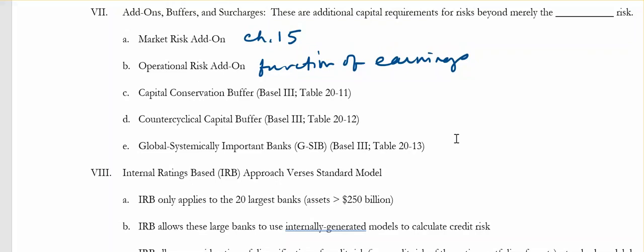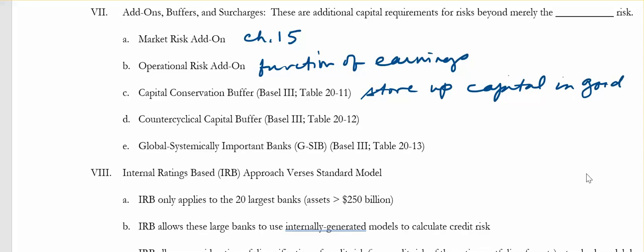So one is a capital conservation buffer, which basically says store up capital in good times. And what's really interesting is that if you look at the Fed's guidance during this last 2 months, is they're telling banks, okay, you stored up your extra capital because we've had a good decade since the financial crisis. Now it's time for you to spend that capital because the world really needs you right now. The world needs you to keep lending.